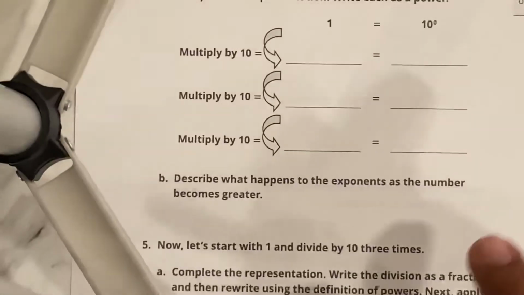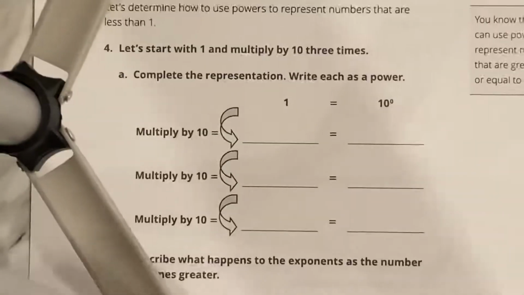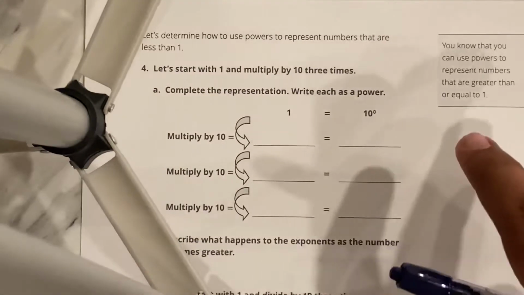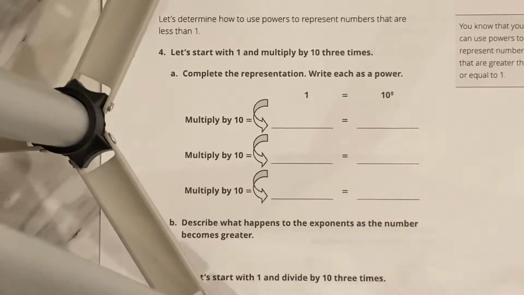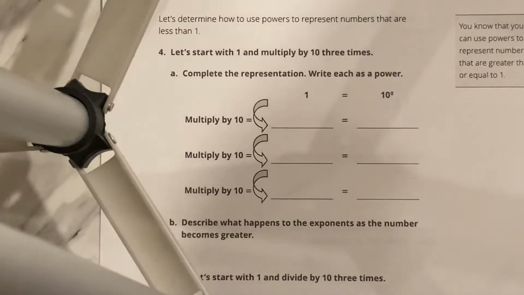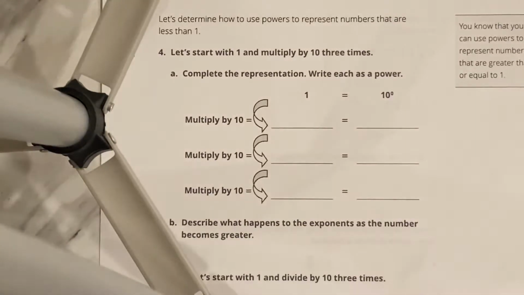Grabbing the correct page. What are we looking at next? Let's determine how to use the powers to represent numbers less than 1. Oh my gosh, what's going to happen? So, it looks like we're going to get 1, and we're going to multiply it by 10 to give me 10.